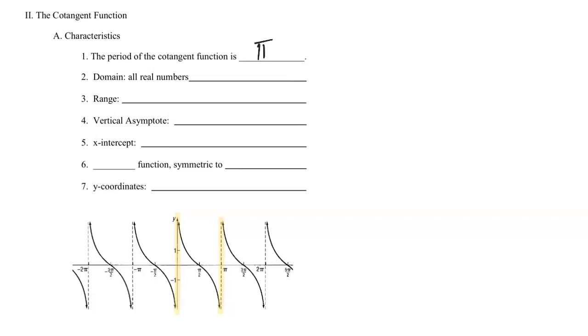Now, the domain is all real numbers except for where you have these vertical asymptotes come into play.